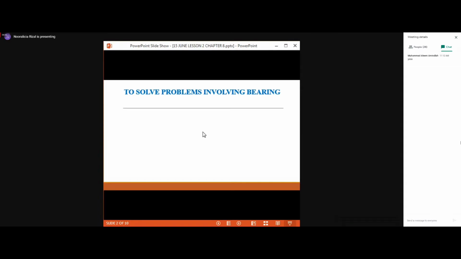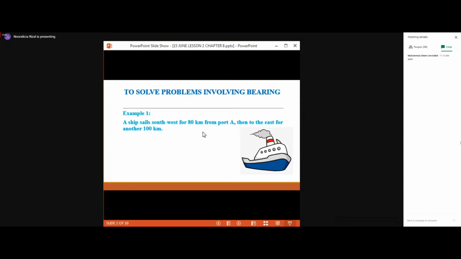So to solve problems involving bearing. All right. So your first example. This is your first example. You don't need to draw the ship now, all right? You just copy down the sentence there.